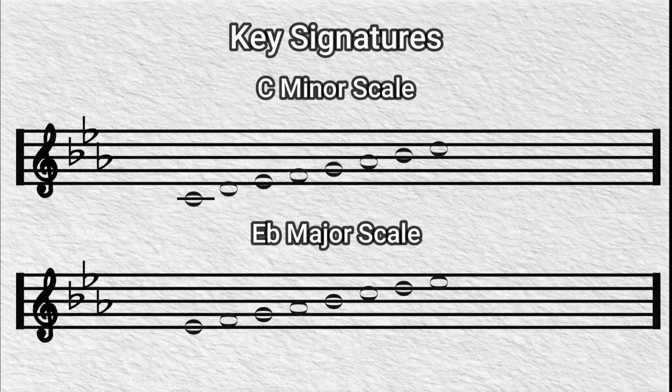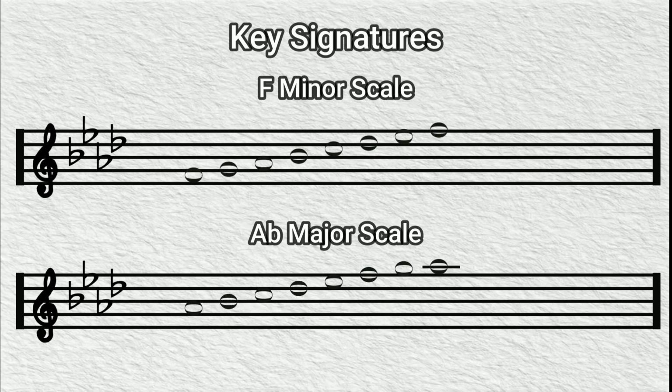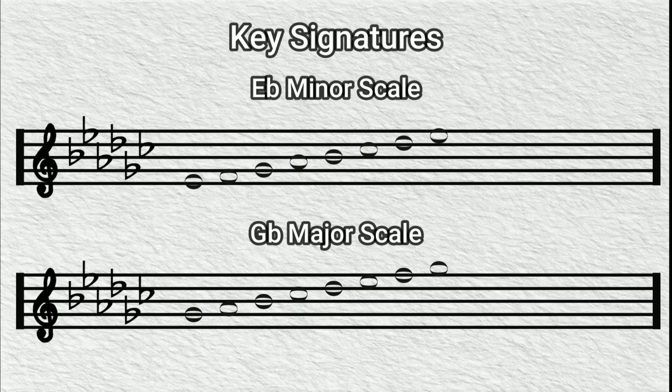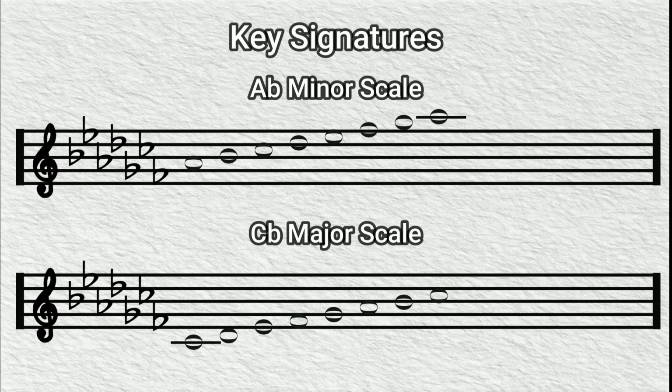C minor and E flat major share the same key signature and they both have 3 flats. F minor and A flat major share the same key signature and they both have 4 flats. B flat minor and D flat major share the same key signature and they both have 5 flats. E flat minor and G flat major share the same key signature and they both have 6 flats. A flat minor and C flat major share the same key signature and they both have 7 flats.